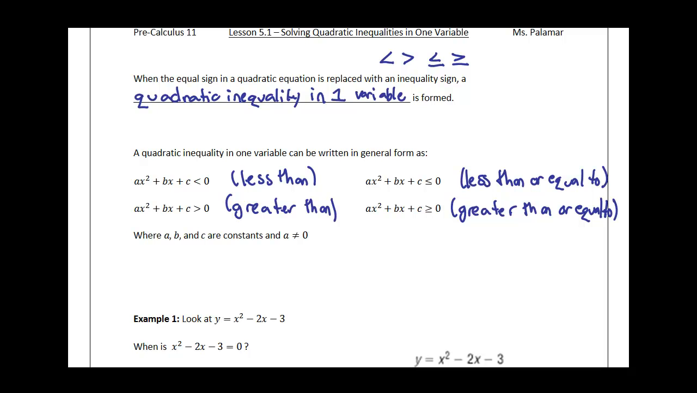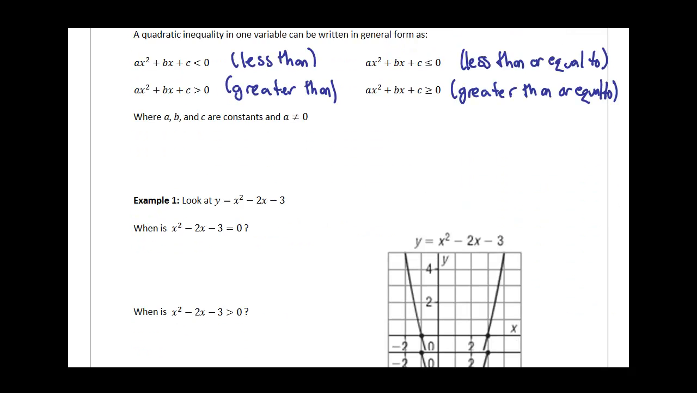Now, a, b, and c are all constants, and a cannot equal 0, because if a equaled 0, our x squared and all of them would cancel out. And we would no longer have quadratic equations. We would be looking at linear equations now, which we will look at in our next lesson. But for now we are still working in quadratics, so a cannot equal 0. Let's take a peek at some examples.